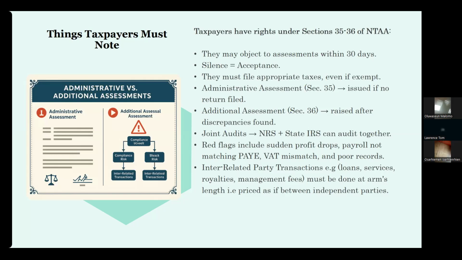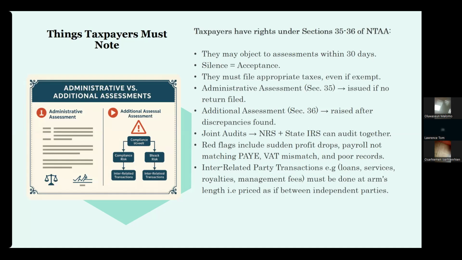But you just receive their letter, and some people don't even take them seriously. After 30 days, you still did not respond to them. Now the law is telling you, if you don't respond, silence means acceptance. So whatever assessment they've given to you, even if it is 100 million, it becomes final and you are going to pay it.